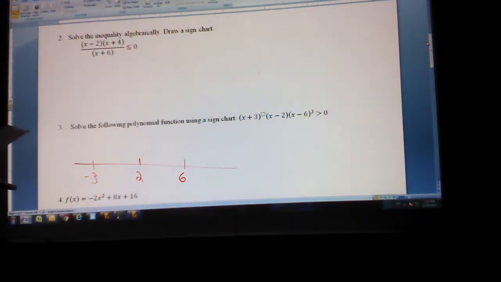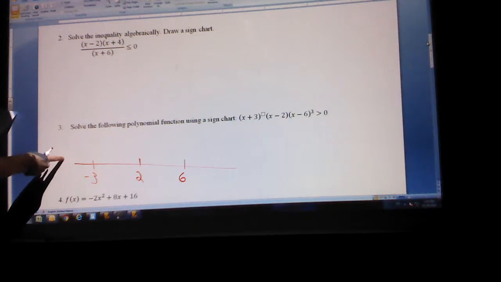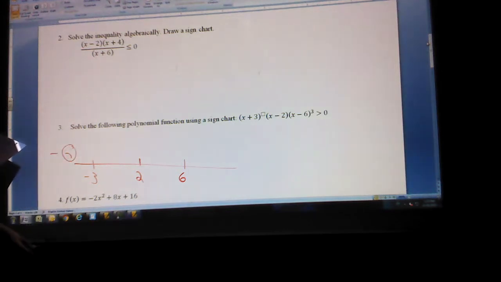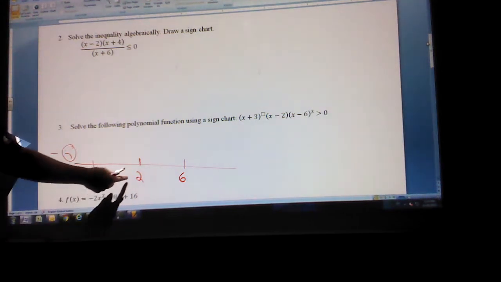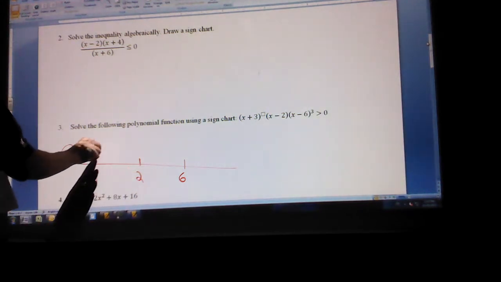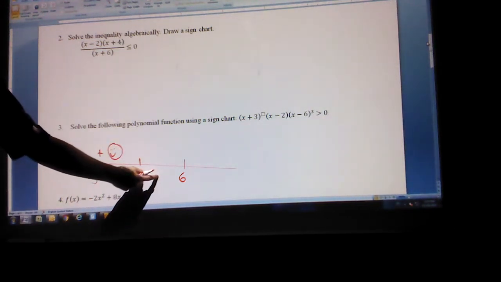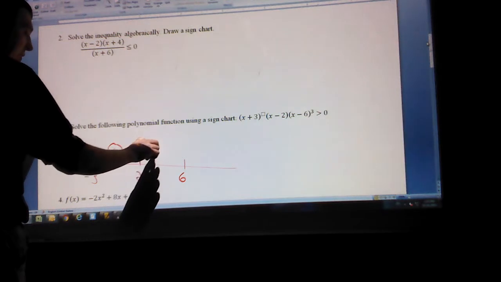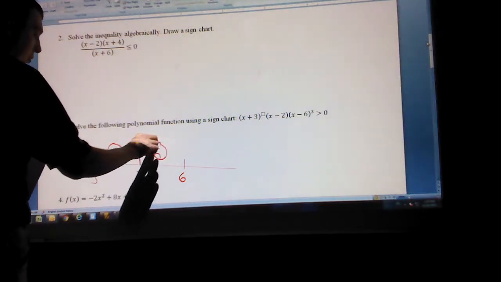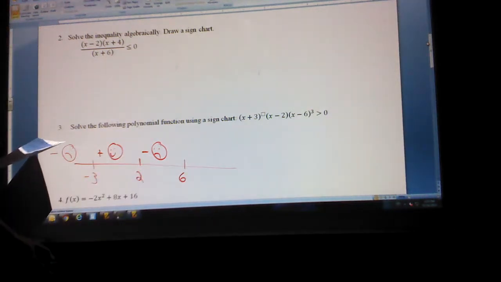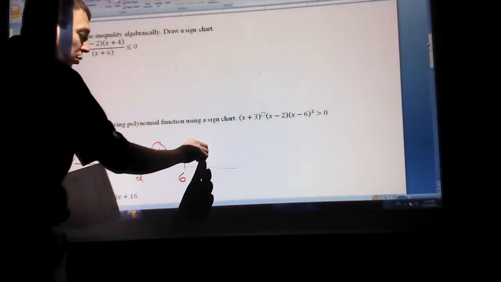So again, we're just going to plug in numbers. If we plug in a number like negative 10, we get a negative answer, which is not good. We are looking for positives. If you plug in a number between negative 3 and 2, like 0, you're going to get a positive answer, which is what we're looking for. If you plug in a number between 2 and 6, you should get a negative answer. That's not what we're looking for. And if you plug in a number bigger than 6, like positive 10, you're going to get a positive answer, which is what we're looking for.